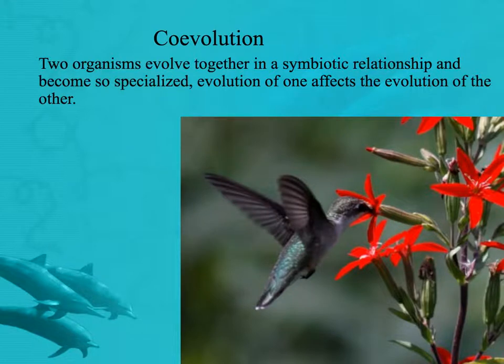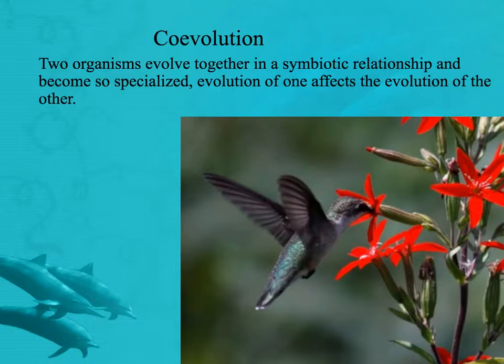Okay, so coevolution is something that Darwin also looked at. And what we have here are two species that have evolved together in a symbiotic relationship. In other words, they have become very dependent on each other. They become so specialized that the evolution of one affects the evolution of the other. In other words, we have a flower that's red. The reason it's red is to attract hummingbirds. It's got this long tube, which makes it so that the hummingbird has to stick its long snout in there to get to the nectar. The hummingbird has developed a long snout to get to the nectar. It's the only thing that can get there.